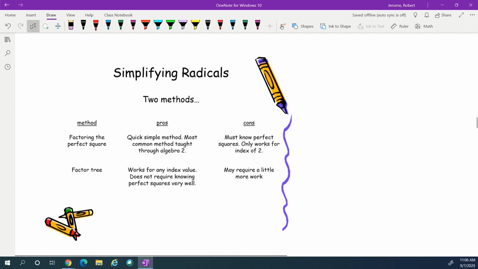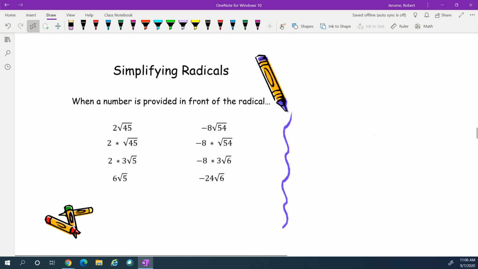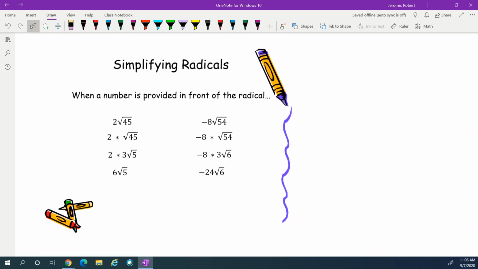So we have two approaches. You can read this slide on your own. There are definitely advantages in each method. And we'll add one more piece to it. If there's a number in front of that radical. So for example, 2 times the square root of 45.